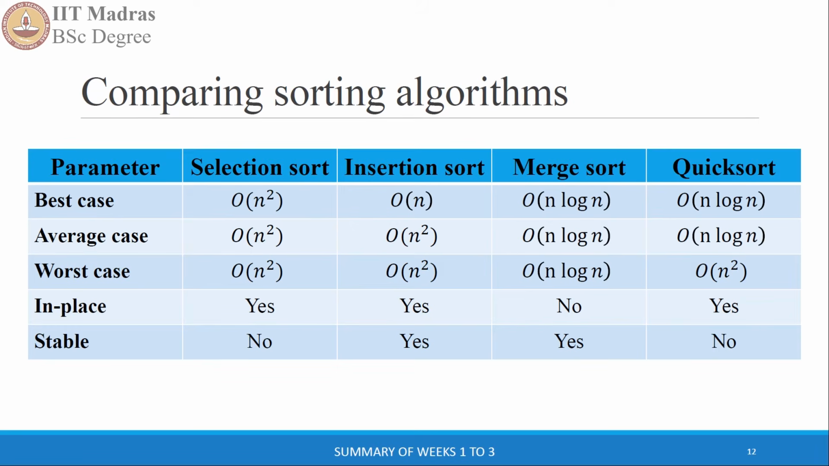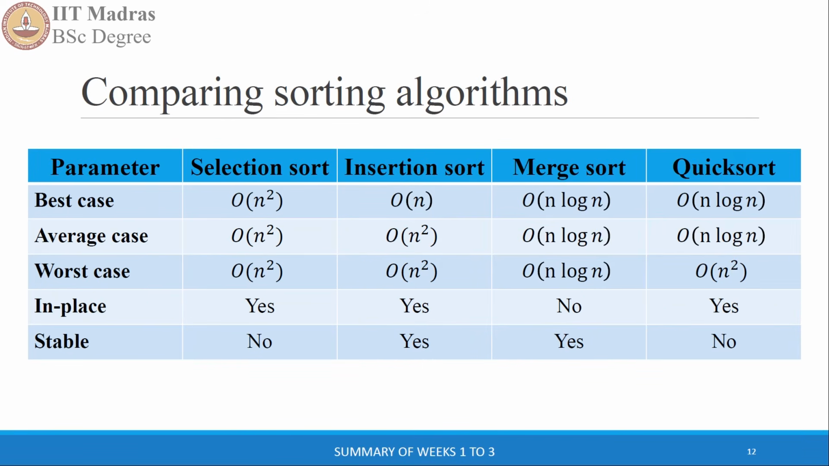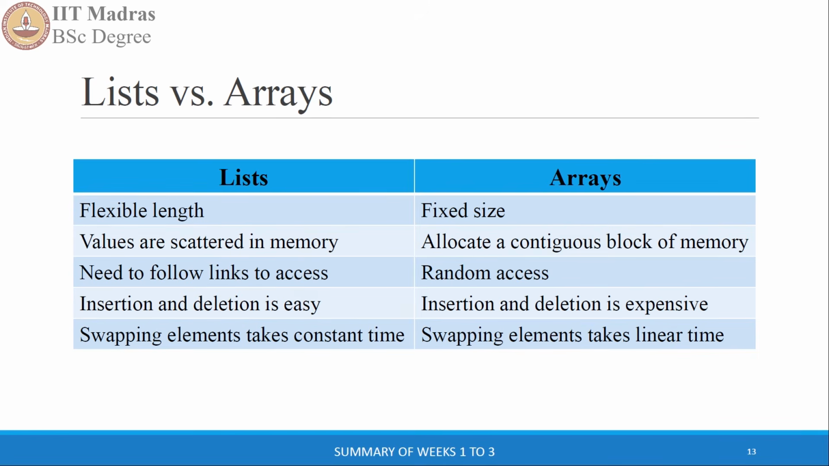After searching and sorting, now let's move to the third part of this tutorial, which is lists, arrays, followed by dictionaries. Lists versus arrays. Here, when we talk about lists, we are talking about linked lists, not the Python lists. Linked lists are flexible in length, whereas arrays are of fixed size. Values stored in lists are scattered in memory. Values in arrays are stored in a contiguous block of memory.